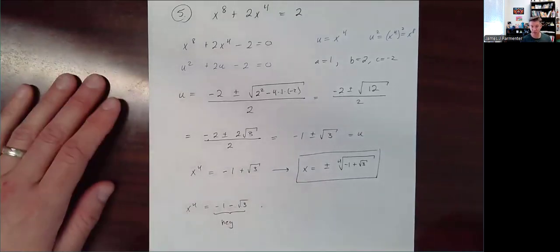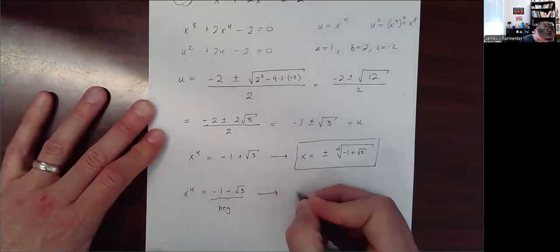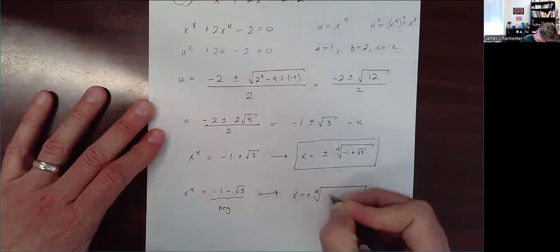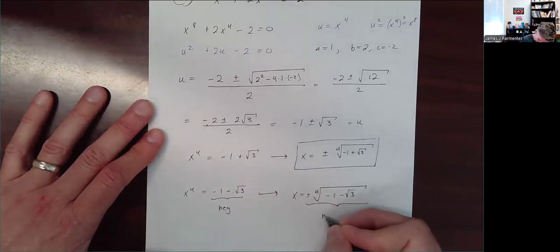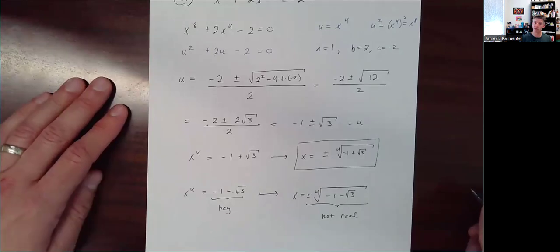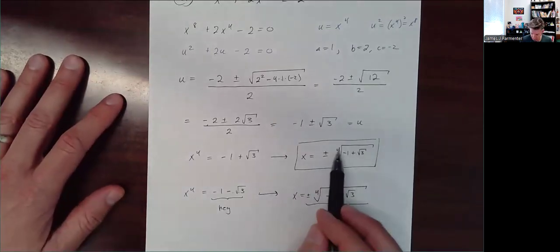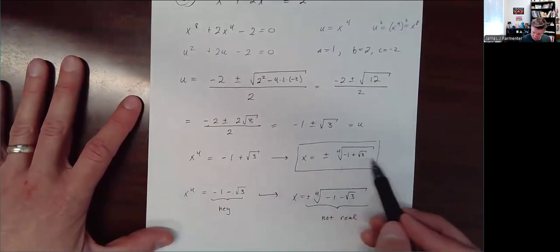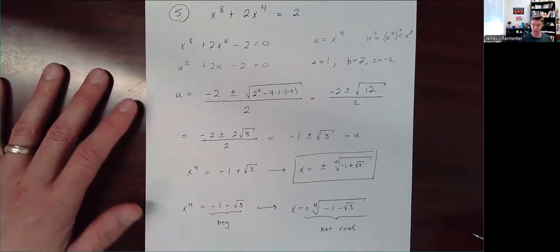And you can't take an even root of a negative number and get a real result. So if we try to do that, x equal to plus or minus the 4th root of negative 1 minus root 3, this is not real. It's a complex or imaginary number, and we don't consider those, at least currently. So our only solution here would be the plus or minus 4th root of negative 1 plus root 3, because this is the only one where we're taking the even root of a positive number.